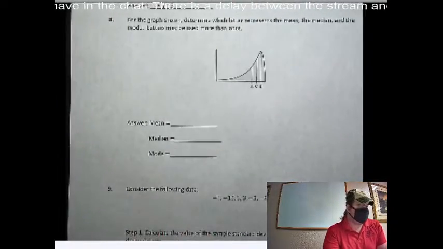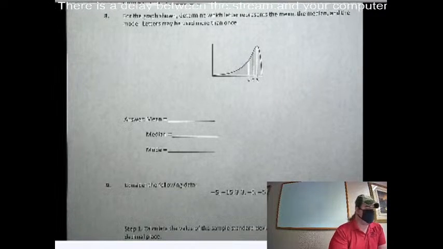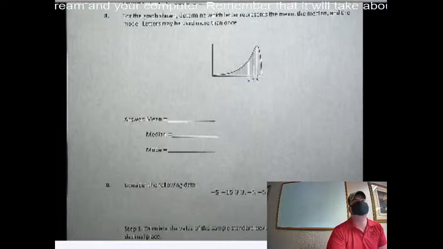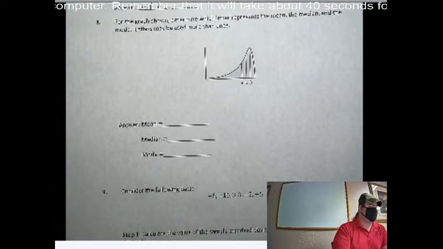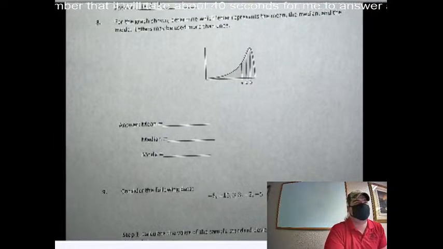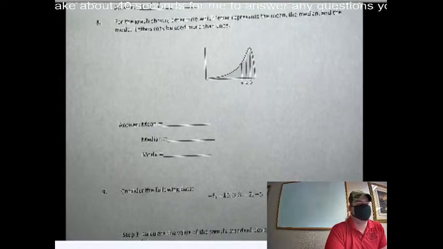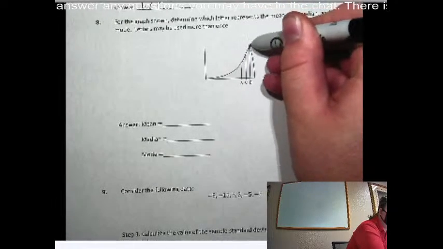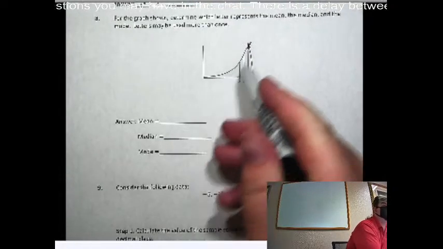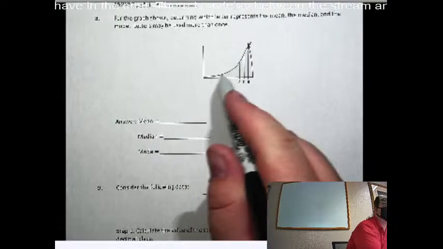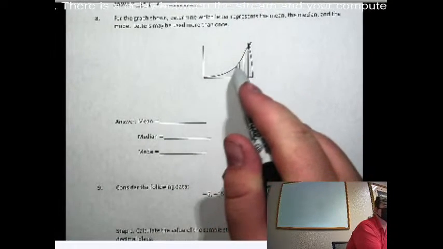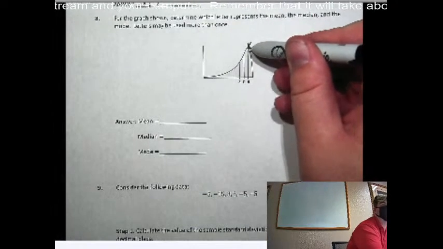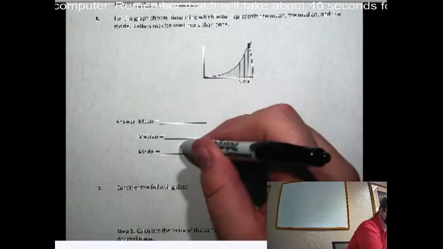Next, for the graph shown, determine which letter represents the mean, the median, and the mode. Letters may be used more than once. Okay, so first of all, which one's the mode? Yes. So the mode, of course, is the number that occurs the most. This is a representation of frequency. So as this curve increases, the frequency of that number is increasing as well. Well, if this is the highest frequency, that means that this is the number that repeats the most. So that's our mode.